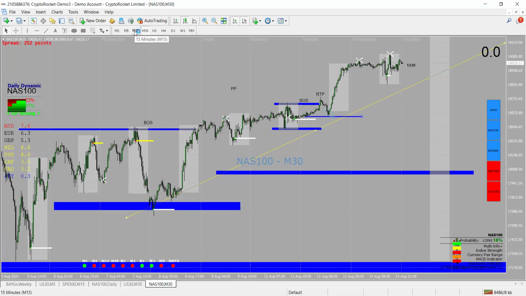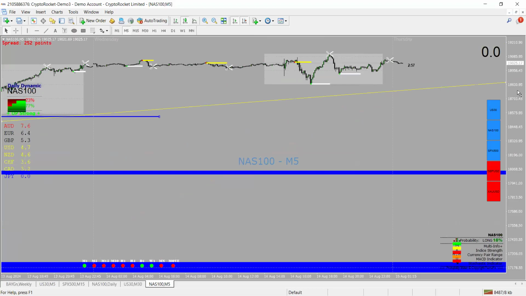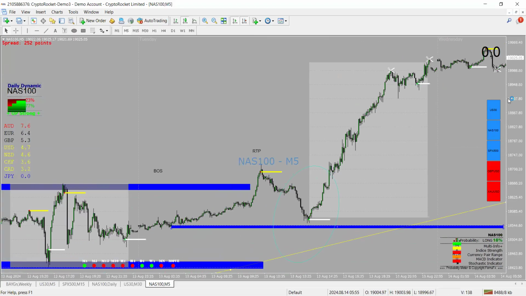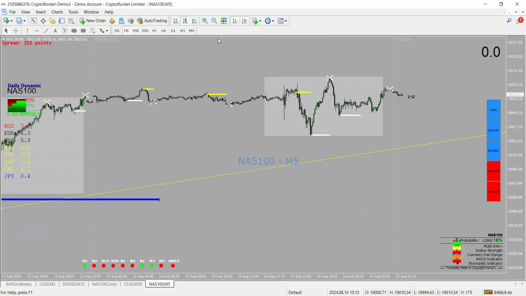All right. So let's go to the 15-minute time frame, the 5-minute time frame, and look at that area. All right. Now you see this is our crap.